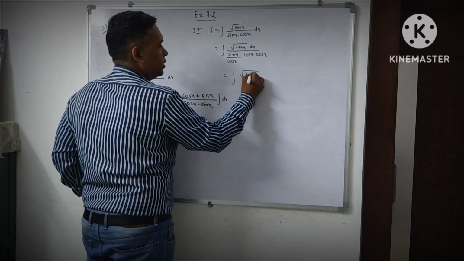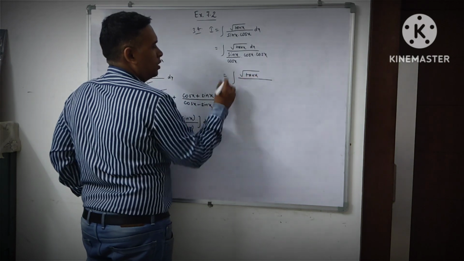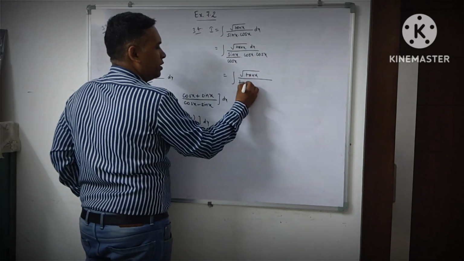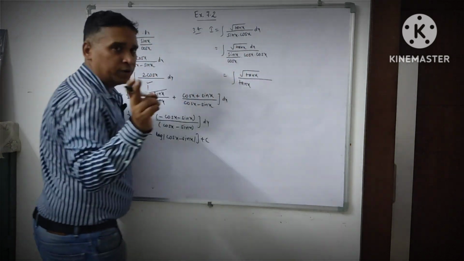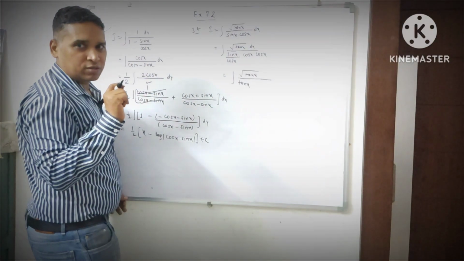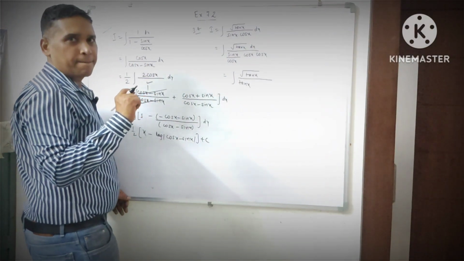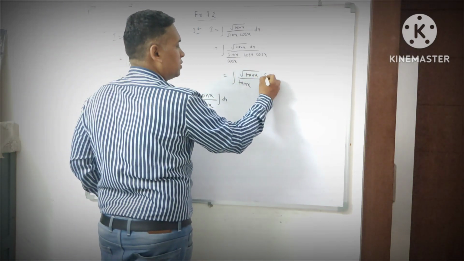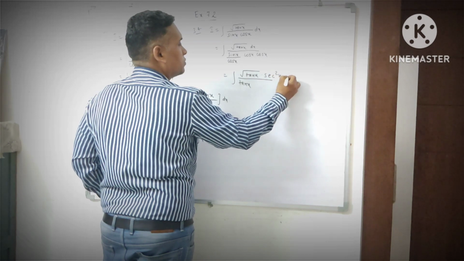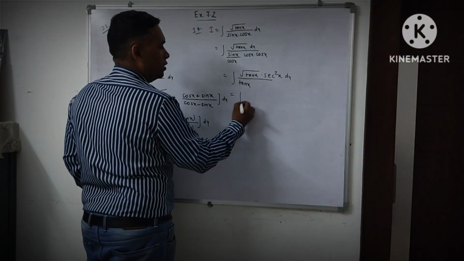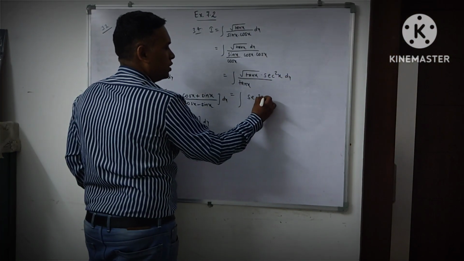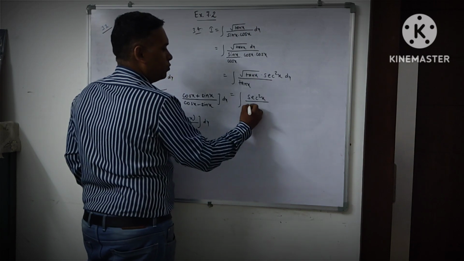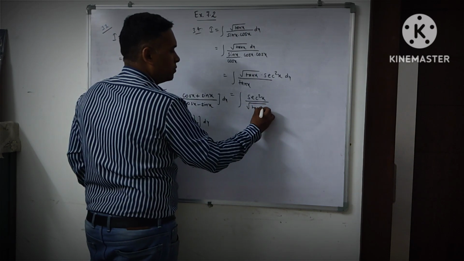So this is under root tan x. Now sin by cos will become tan x, and cos into cos becomes cos square x. Okay, so this cos square x I am replacing there in the numerator. It will become sec square x, children. So this is sec square x, and it would be upon under root tan x.